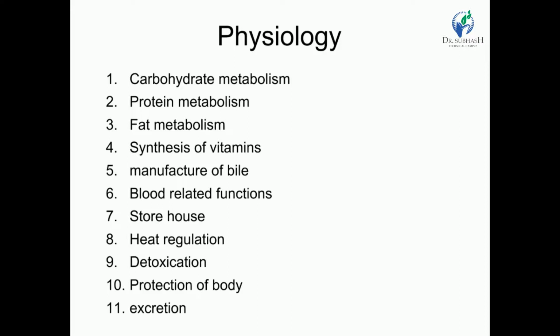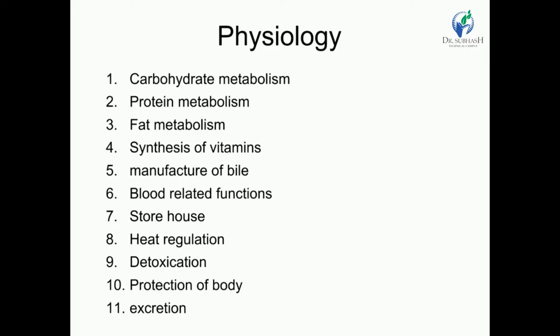Next function, that is the metabolism of fats. Here fats are synthesized and stored in the liver. Further, they may undergo oxidation with the help of beta oxidation, and these fats are also synthesized from proteins and carbohydrates in the liver. The liver is the center of formation of ketones. So ketone bodies are formed here in the liver.